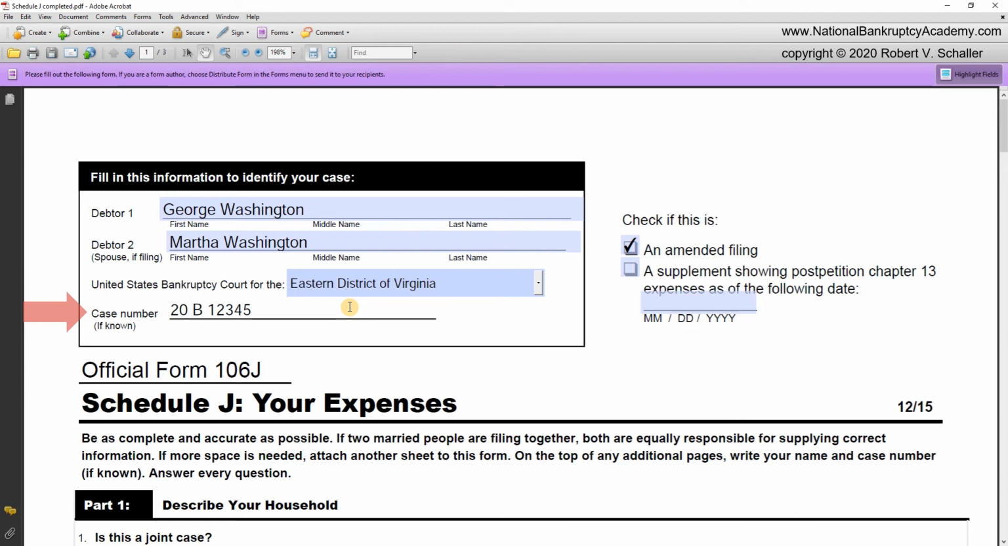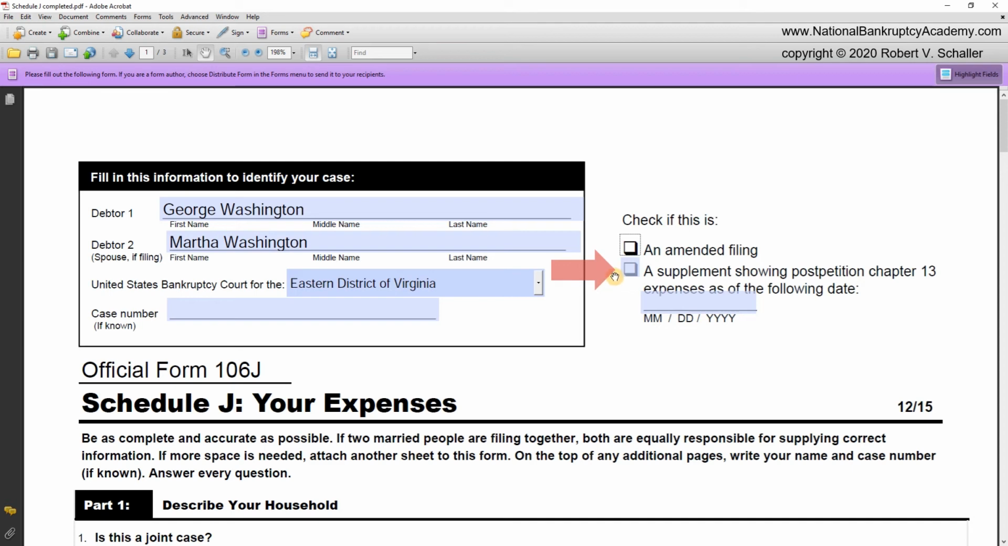However, in this particular case, George and Martha Washington are filing Schedule J with the petition, so there is no case number. So I'm going to delete the case number, and I'm going to uncheck the box. Now notice that there's a box below the amended filing box, and this is new for the schedules except for Schedule I, meaning this second box does not show up on Schedule A/B, Schedule B, C, D, E, F, G, or H. But it does show up on Schedule I, and it does show up on Schedule J.